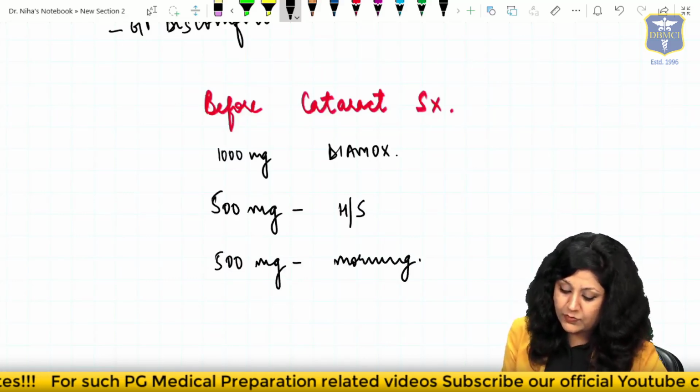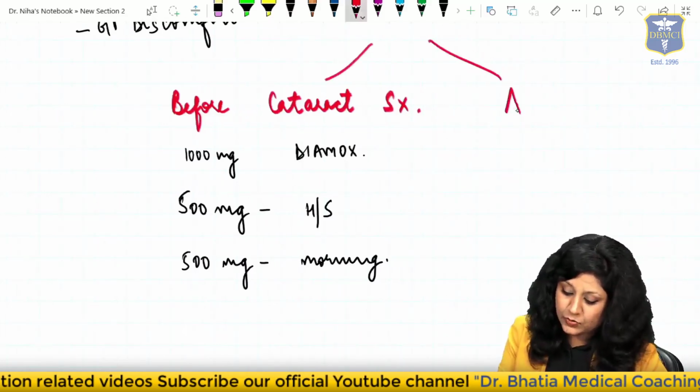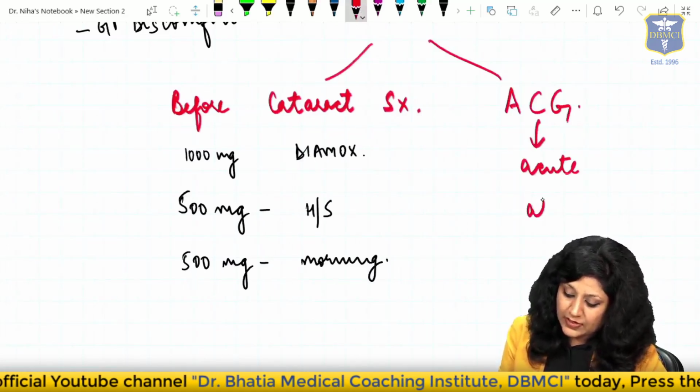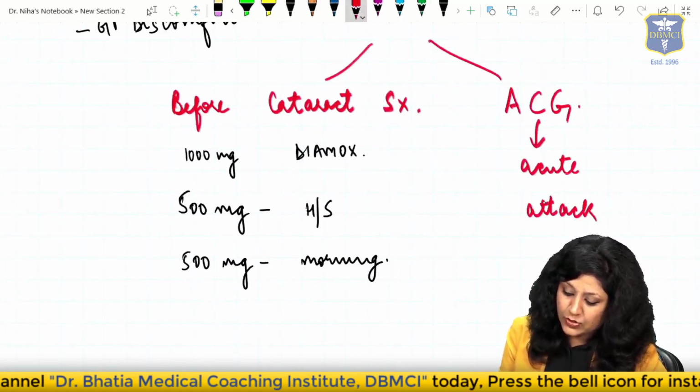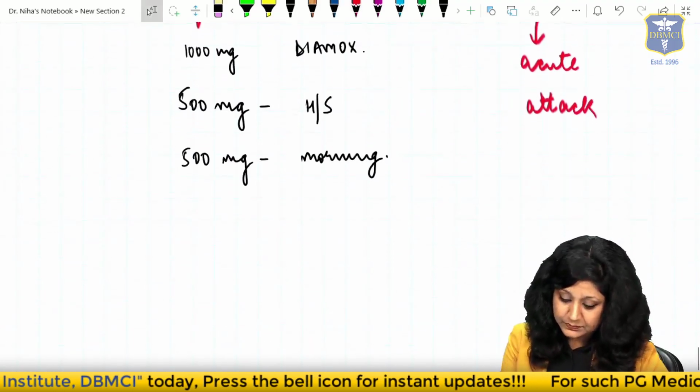Or the other condition where I can give this is acute congestive glaucoma, when there is an acute attack. So, when there is an acute attack of angle closure glaucoma, then also I can give this acetazolamide, alright.